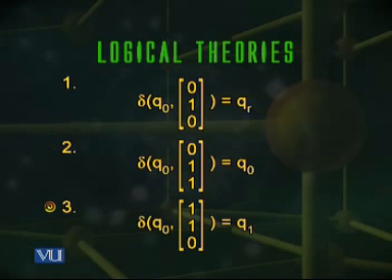Delta of Q0 on (1, 1, 0) is equal to Q1. In this case, as you can see, the first two bits do add up to the last bit. However, there is a carry. So the machine changes its state and goes to Q1. Because 1 plus 1 is 0, so the z has the correct bit, but there is a carry, so the machine goes into state Q1.